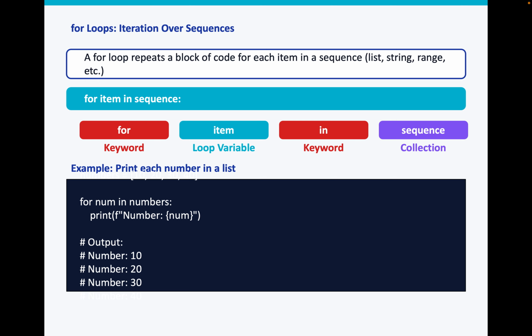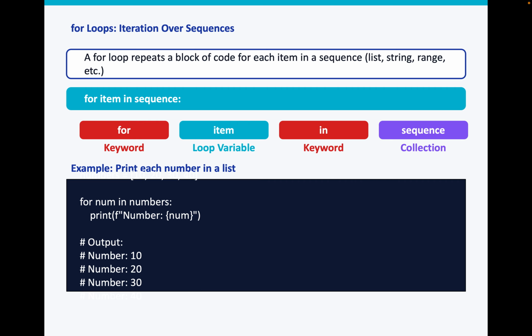Next we have item, which is the loop variable. This variable takes on a different value with each iteration. Then we have the keyword in, and finally sequence, which is the collection we are iterating over. Here is a concrete example. We have a list called numbers containing 10, 20, 30.